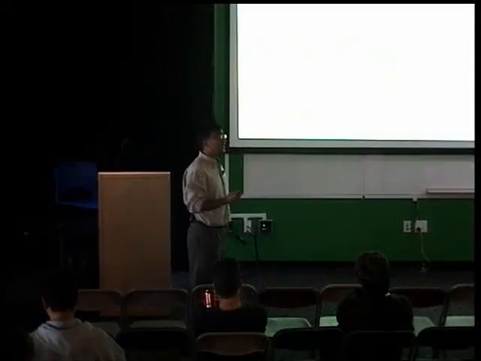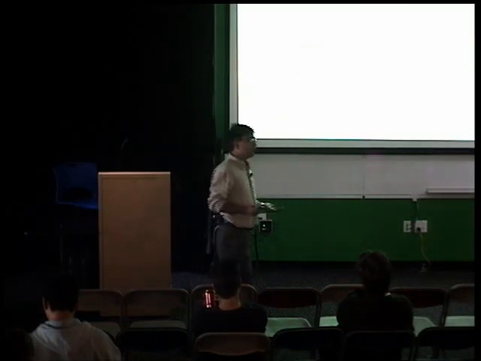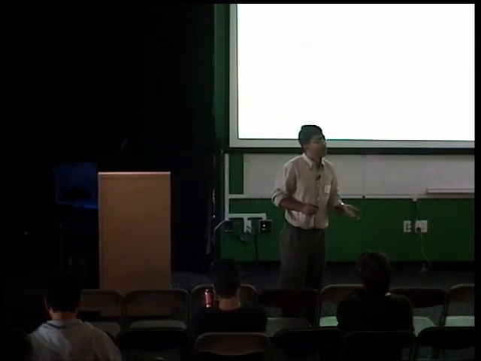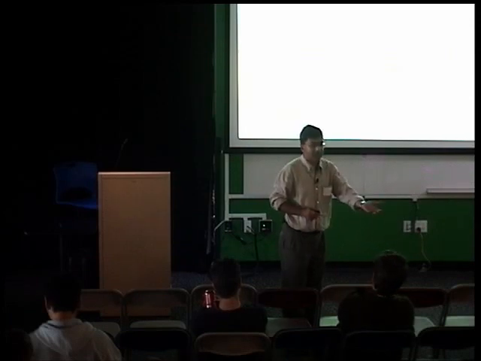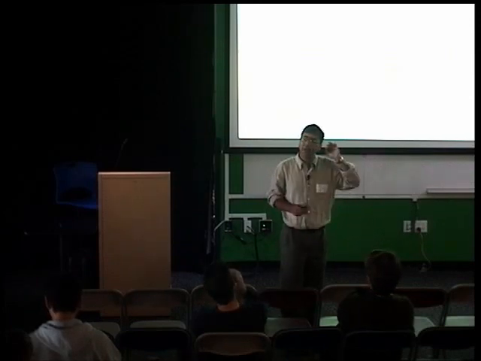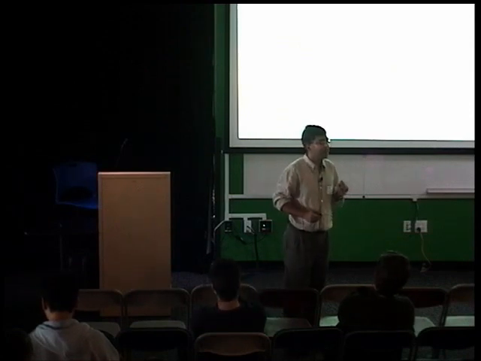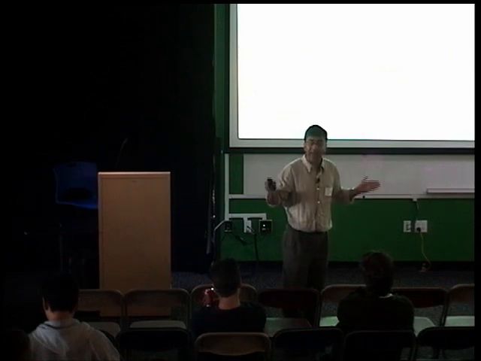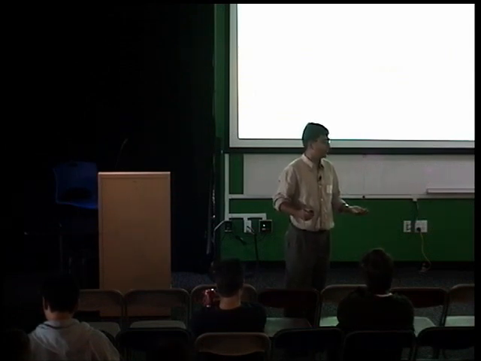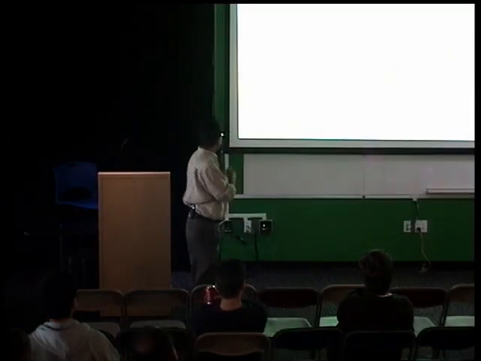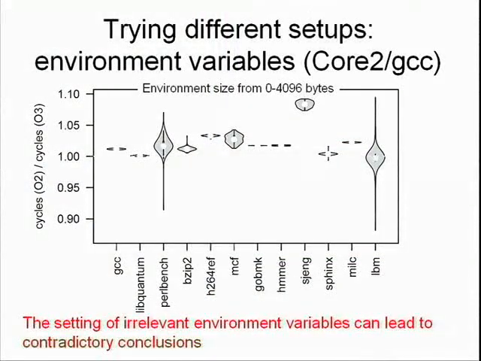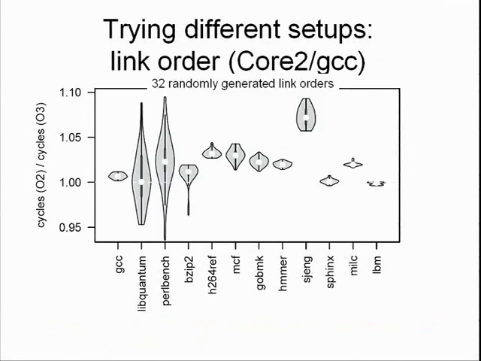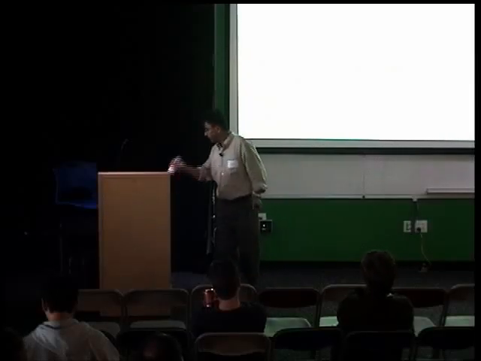Now, this has significant consequence. So for example, let's suppose I set up an experiment on my machine, and I run it. And then I ask a colleague to run the same experiment on my machine. If that person has a slightly different environment, they may get very different results. And indeed, we tried that, and that's what happens. So the setting of irrelevant environment variables leads to contradictory conclusions. It ends up biasing the result one way or the other. Here's another instantiation of that.